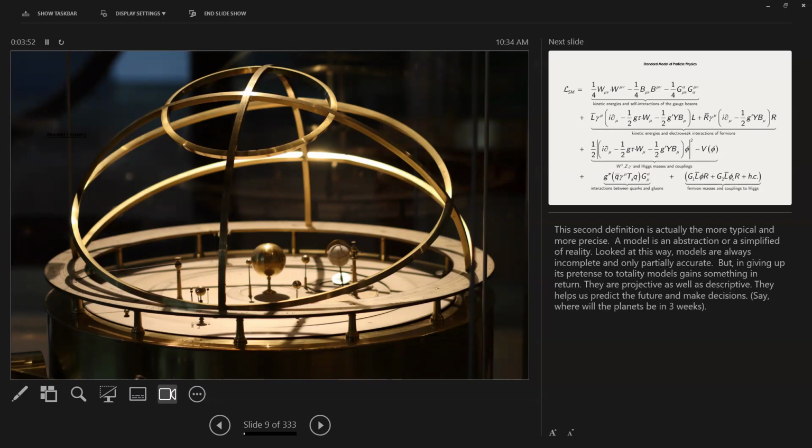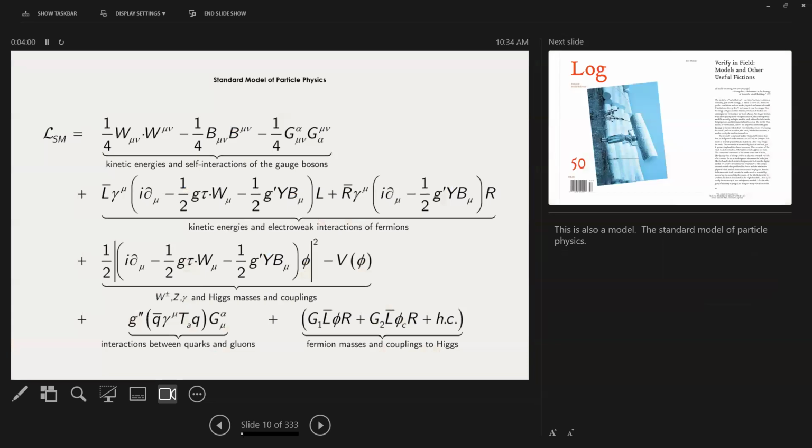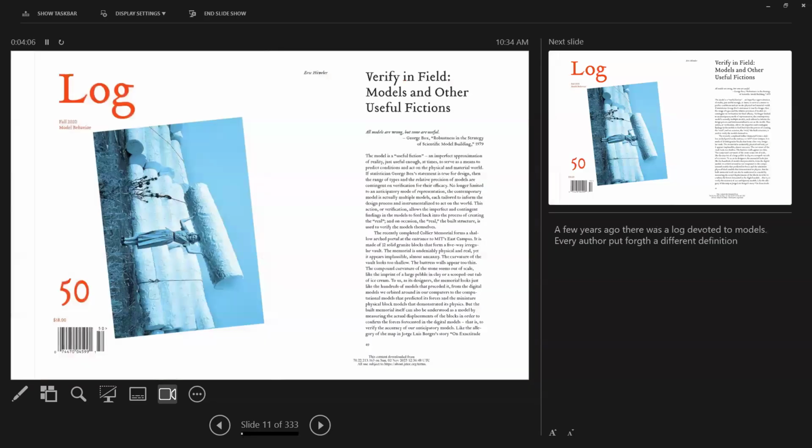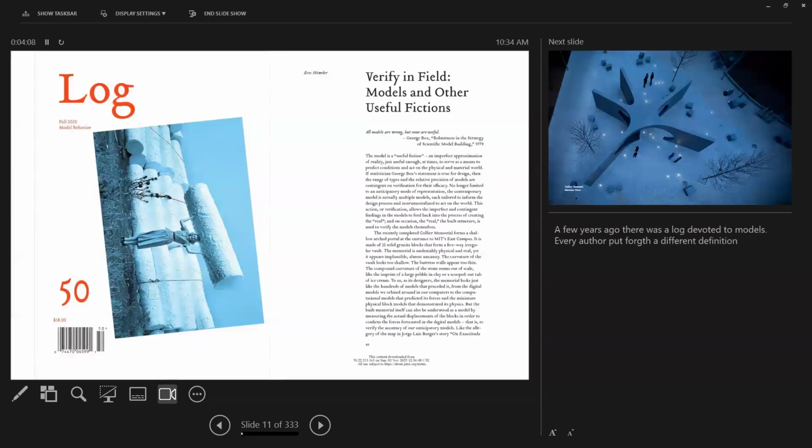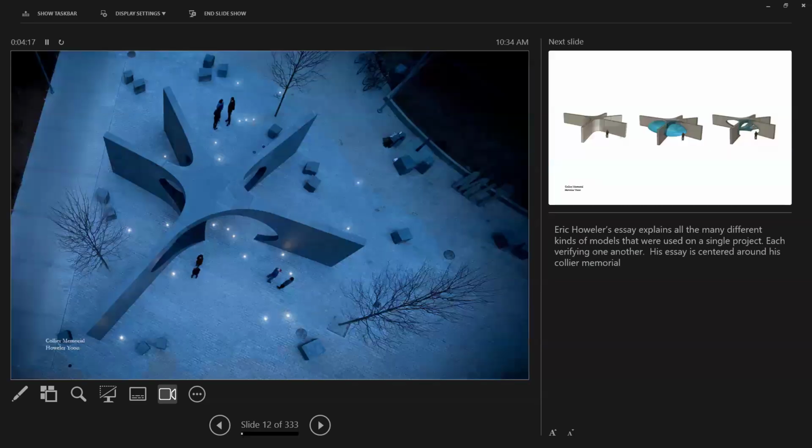It makes it projective as well as descriptive. They help us predict the future and make decisions. That's what models really are. So this is also a model, the standard model of particle physics. A model is a framework or a simplification of reality that helps you make predictions. A number of years ago, there was a log devoted entirely to models, and every single author put forth a different definition. I thought Eric's essay in there is very excellent.